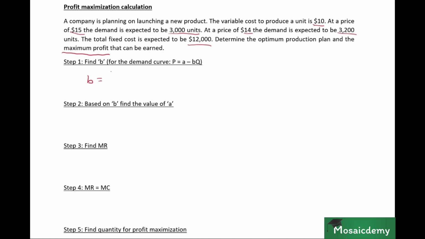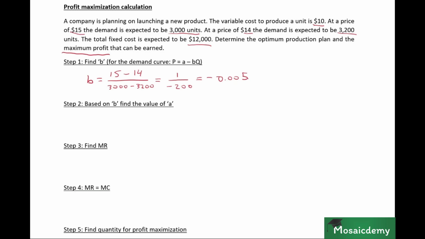So in this case, the price is initially $15 and it can fall to $14, and over quantity demanded, if the price is 15, demand is 3,000, and if it's 14, it's 3,200. So we end up with 1 over negative 200, or in other words, is equal to negative 0.005. So that's the value of B.